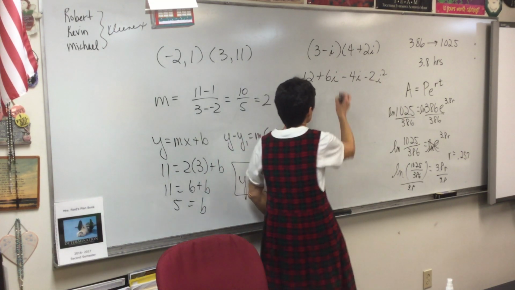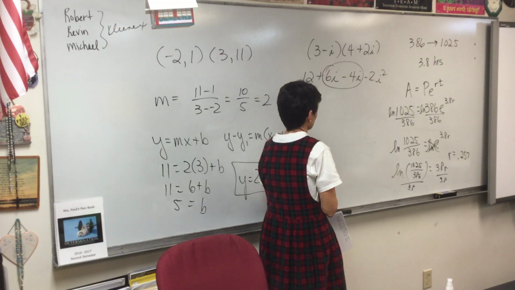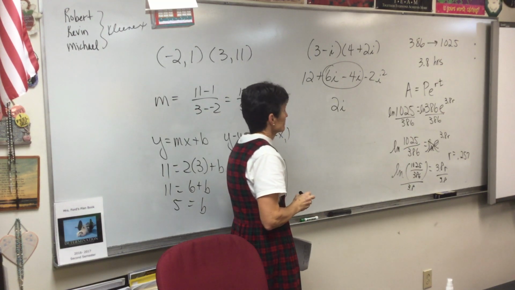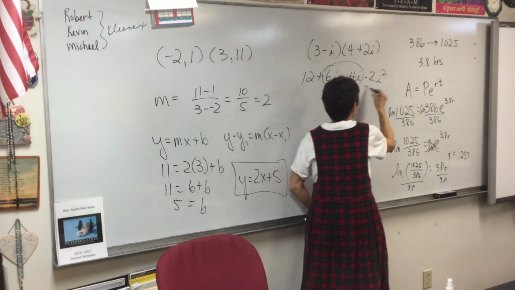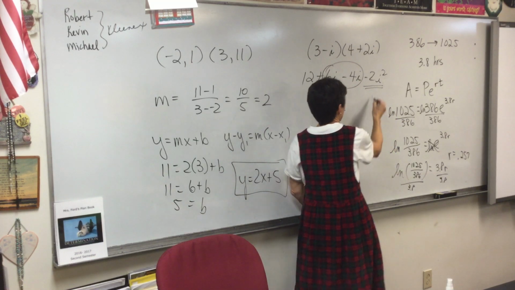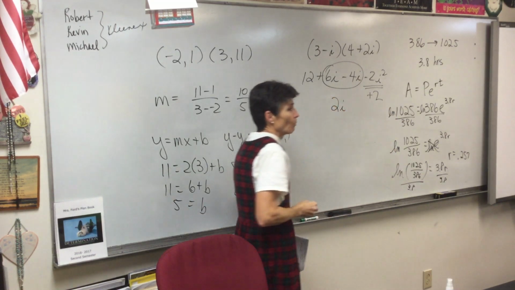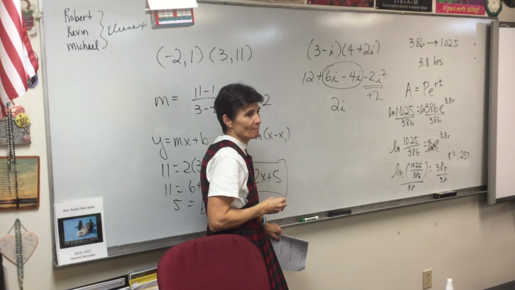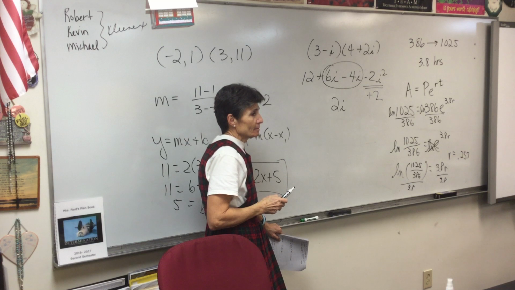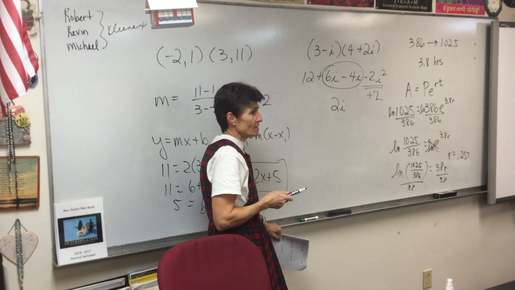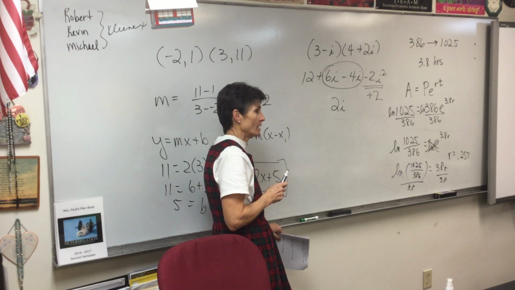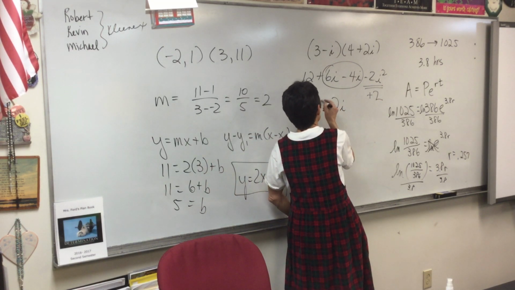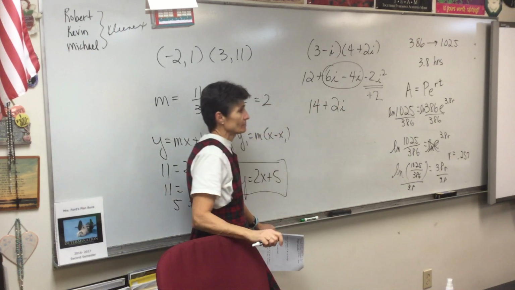And then you're going to combine these because they're like terms. So we get 2i minus 1 or plus 1? What's this right here? That's positive 2. Why is it positive 2? Because i squared is negative 1. So negative 2 times negative 1 makes positive 2. So we have 14 plus 2i plus 2, right?